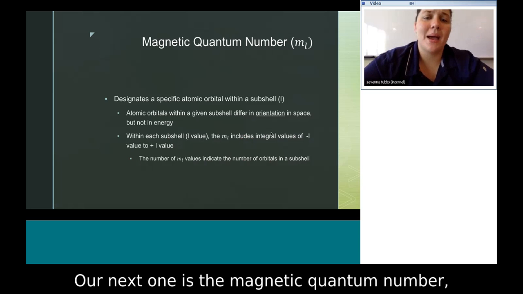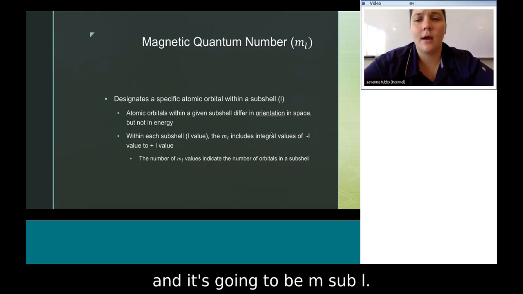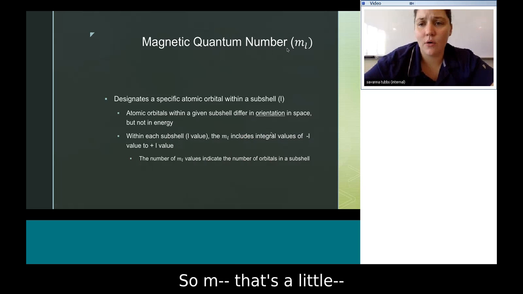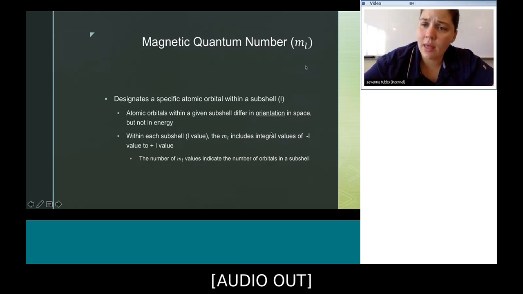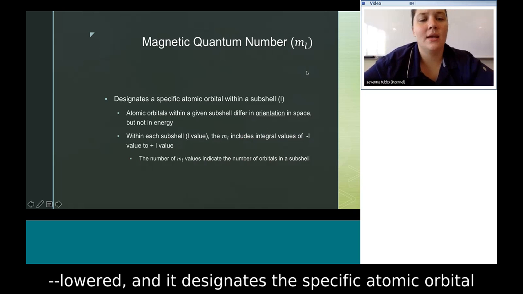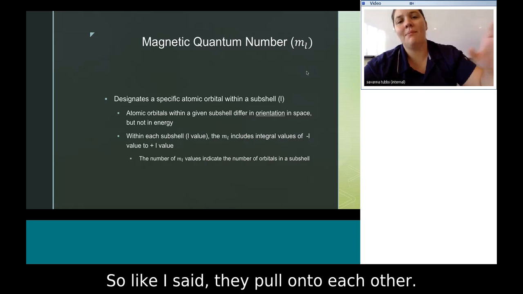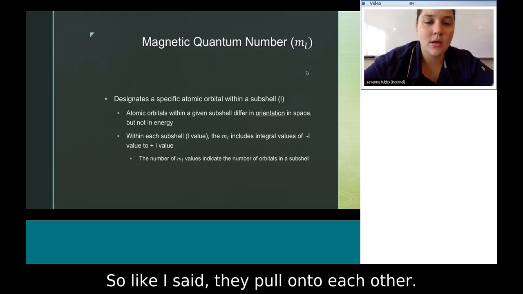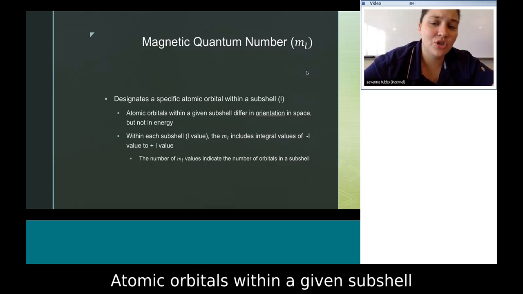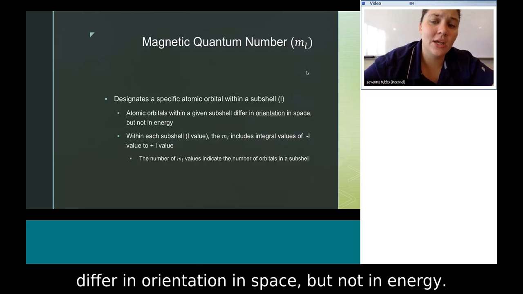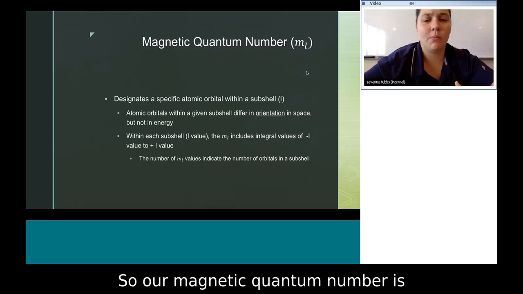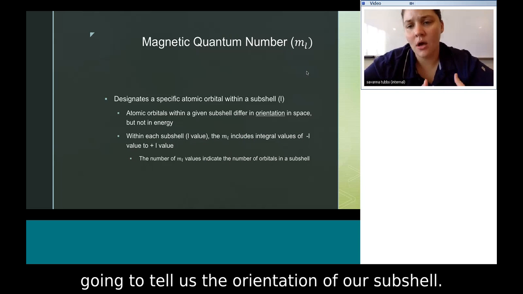Our next one is the magnetic quantum number, and it's going to be M sub L. So M with a little L lowered. And it designates the specific atomic orbital within a subshell L. So like I said, they build on to each other. Atomic orbitals within a given subshell differ in orientation in space, but not in energy. So our magnetic quantum number is going to tell us the orientation of our subshell.